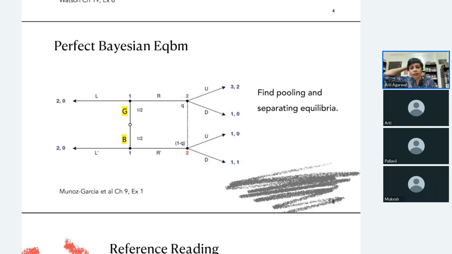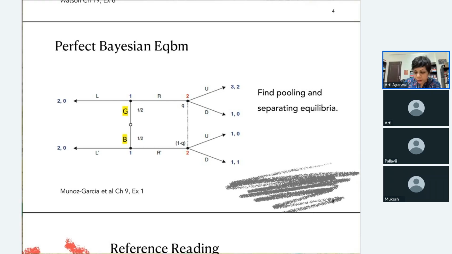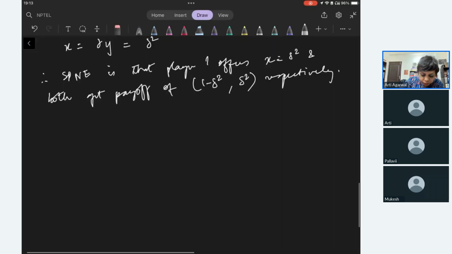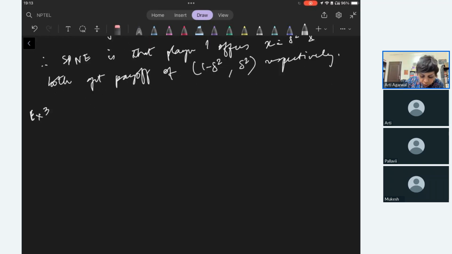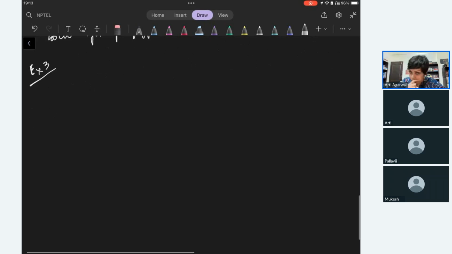I'll explain it. Your question, I think you had posted a question about the lecture on obtaining perfect Bayesian equilibrium also. So okay, let's get into it. Let's draw this diagram again in the slides. Let me just draw this diagram again and explain what is happening and what exactly we mean by separating and pooling equilibrium.